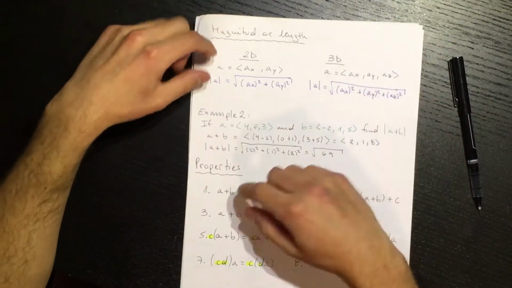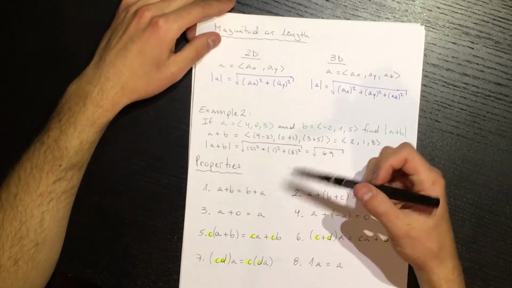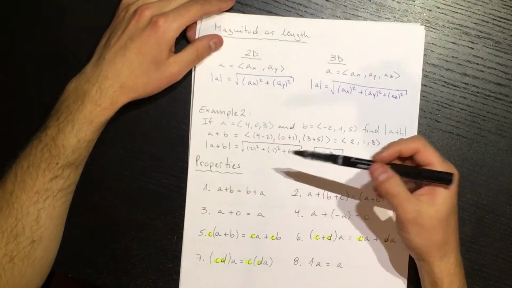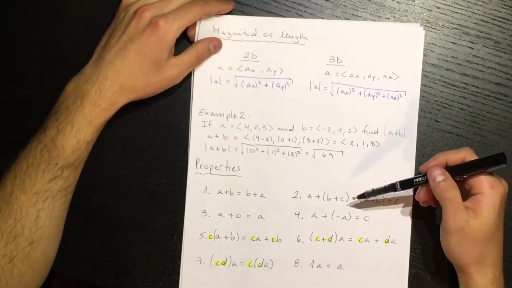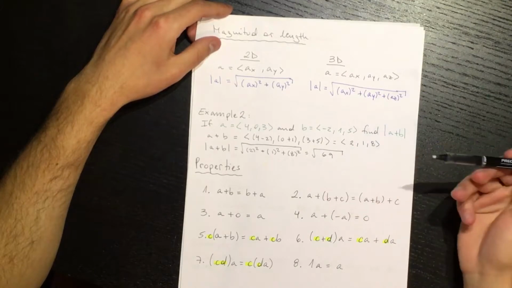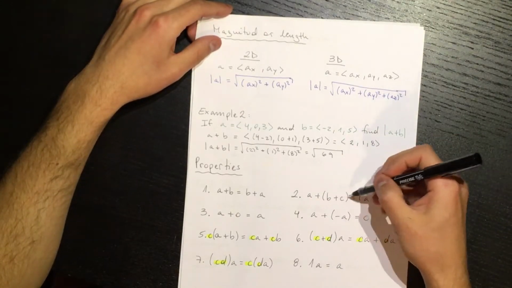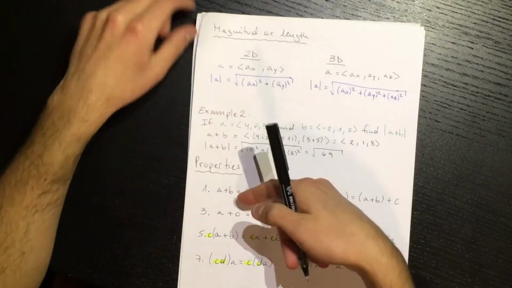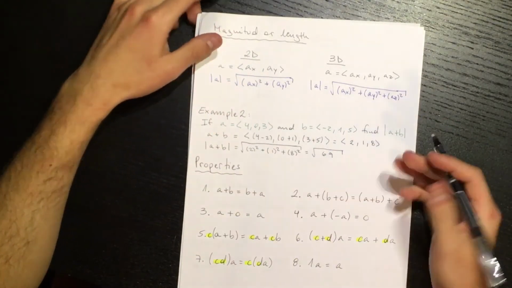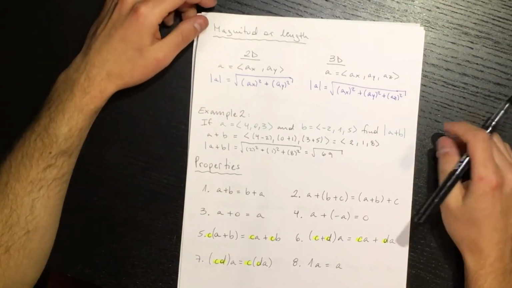Properties of vectors: it doesn't matter which one you take first. If you add them up, the result is going to be the same. A plus b equals b plus a. Then, if you add another vector, a plus b plus c is going to be the same as a plus (b plus c), because of course we already talked about it, so it doesn't matter how you group them, it's going to give you the same result.